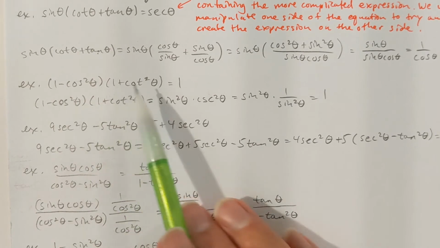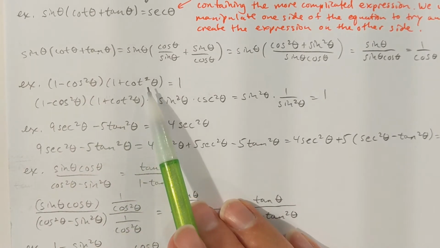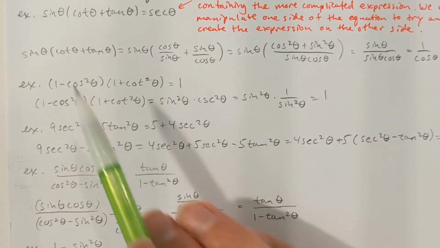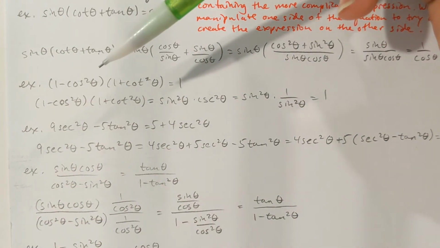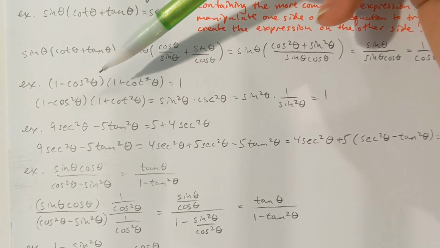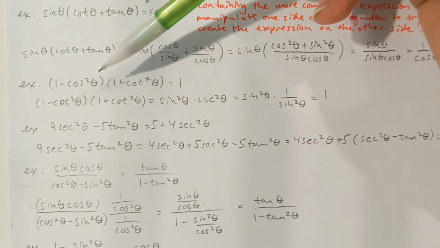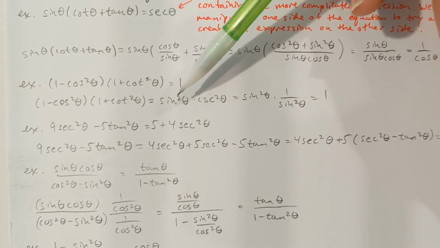Here's another example. I want to establish this identity. 1 minus cosine squared theta. Well, I know that sine squared theta plus cosine squared theta is 1, right? And so 1 minus cosine squared theta would be sine squared theta.